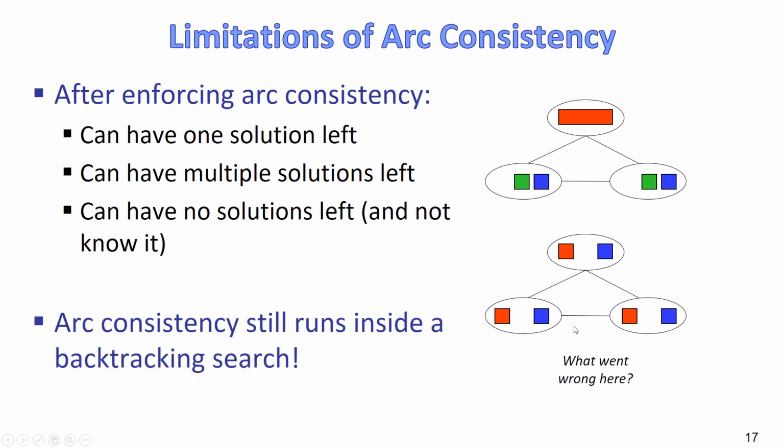And remember again that arc consistency still runs inside the backtracking search. So in this case, if we are in a bigger graph, we'll have to backtrack and find a way around this problem. But it will not detect it early. Actually, it will not detect it at all. It has to fail at some point in the future.